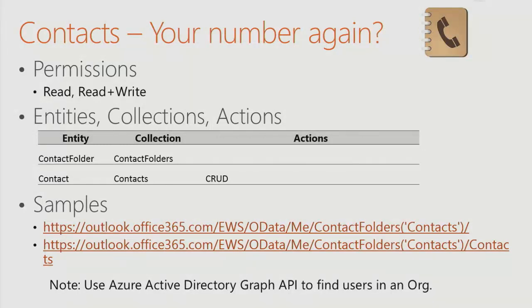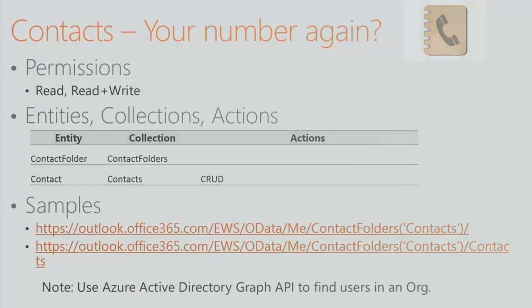A couple more samples. One thing I want to note here is that these are the contacts that you have within your mailbox, right? These are not the global address list, which is your organizational contacts. If you want to get a list of that, you need to use the Graph API to get the users in the org.